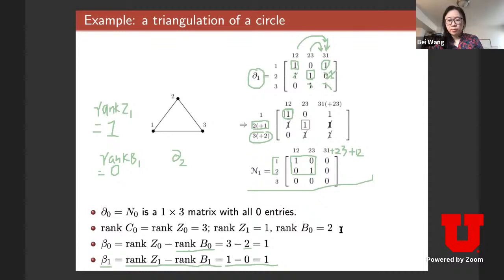Zero boundary matrix, if I were going to write it, the zero boundary matrix is just going to have three columns, where each column is denoted by the three vertices, okay? And it's empty because the boundary of a vertex is empty. So the rank of Z0 is just the number of columns. And there's three vertices, so there's three columns. So that's why it's three, okay?